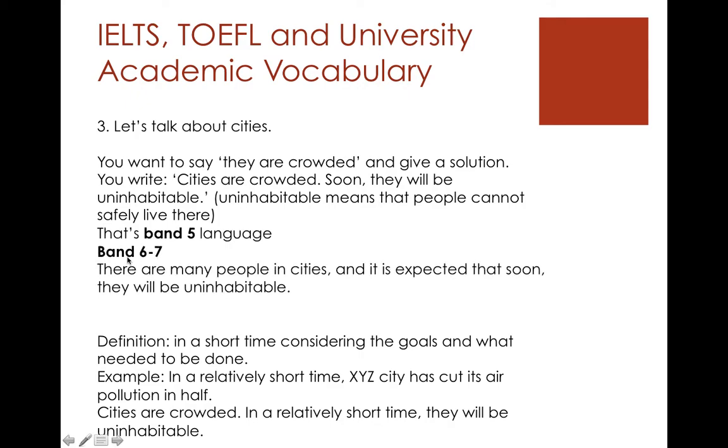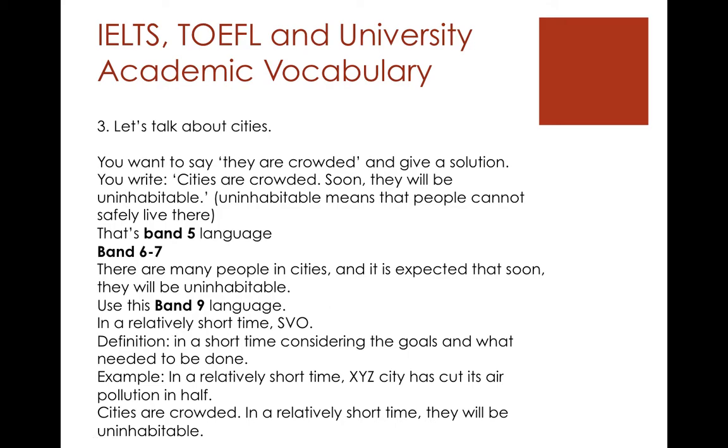Band 6 to 7, there are many people in cities, comma, and it is expected that soon they will be uninhabitable. So we've used a compound sentence here, which is much better. And Band 9 language, we would say, in a relatively short time, subject, verb, object. So we have this word relatively, and this means in this situation. So we could just say in a short time, but we call it a relatively short time because it's related to or connected to. You notice this is like relative, as in your family. It means it's connected to another situation.